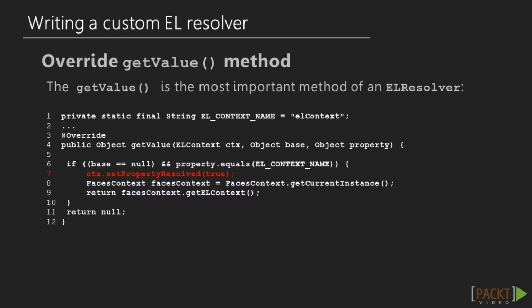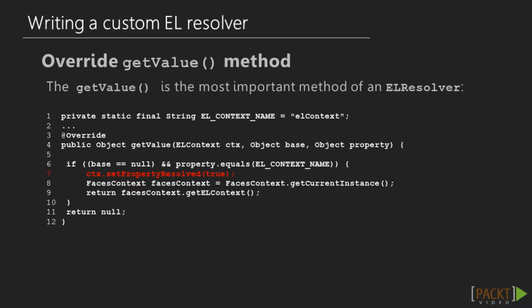Further, let's take a look at line 7. If the base is null and the third argument of getValue is elContext, then this resolver is capable of resolving this expression. It must signal this to ELContext, so the chain of resolvers can be interrupted for this part of the expression, and the next part of the expression, if any, will enter the chain.